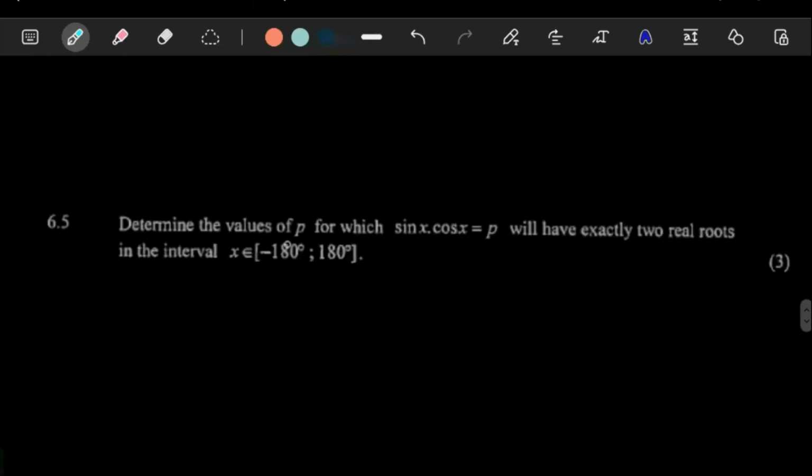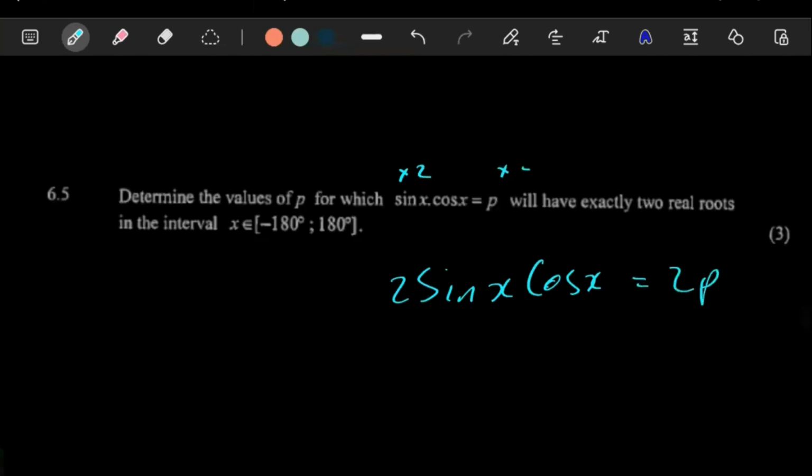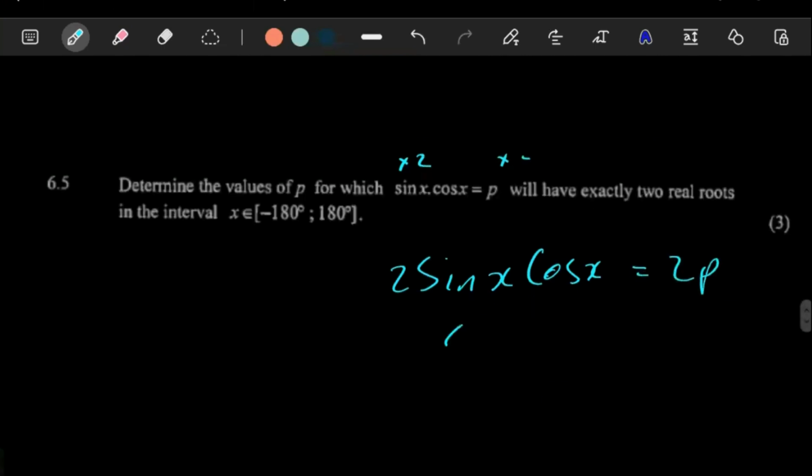The next one says determine the values of p for which this equation will have exactly 2 real roots in this interval. What a wow, bro. Well, funny enough, I'm already reminded of the double angle of sine. If you multiply this side by 2 and you multiply this side by 2, you're gonna have 2p here, right? And then obviously here you're gonna get sine 2x is equal to 2p.